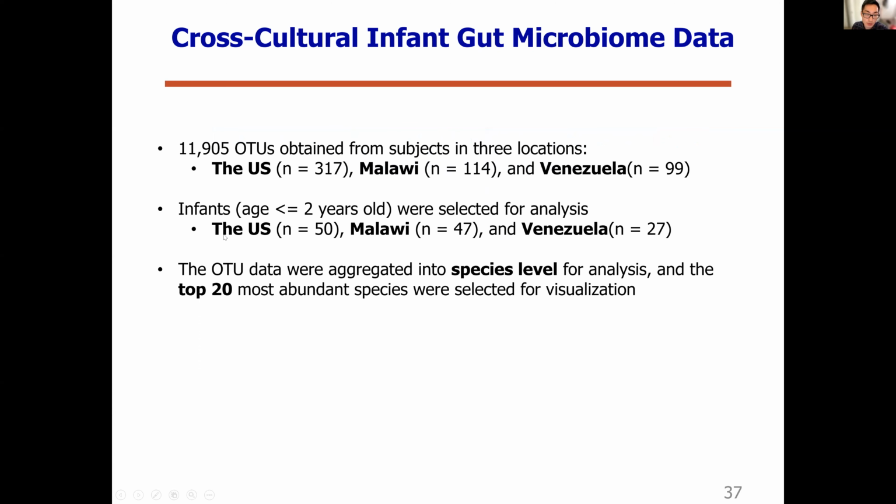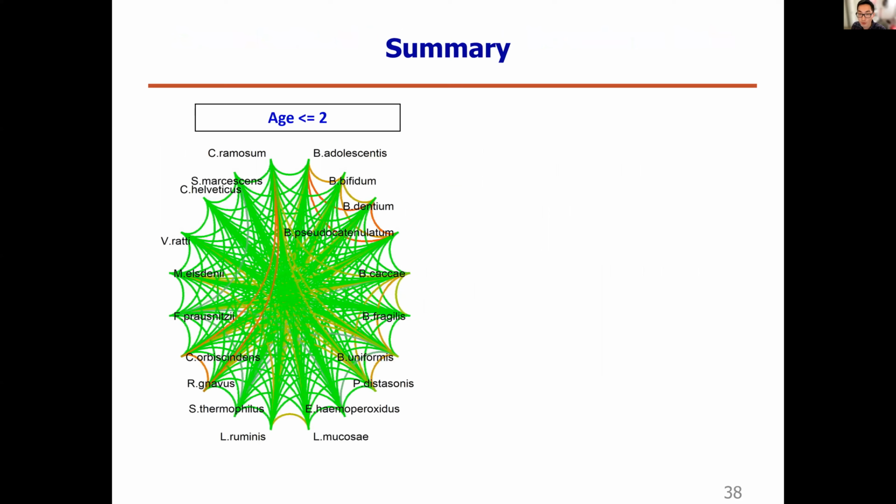So the resulting dataset consists of 50 babies from the US, 47 babies from Malawi, and 27 babies from Venezuela. The OTU data were aggregated to the species level for analysis, and the top 20 were selected for visualization. So here are the results we have for the correlations we estimated.